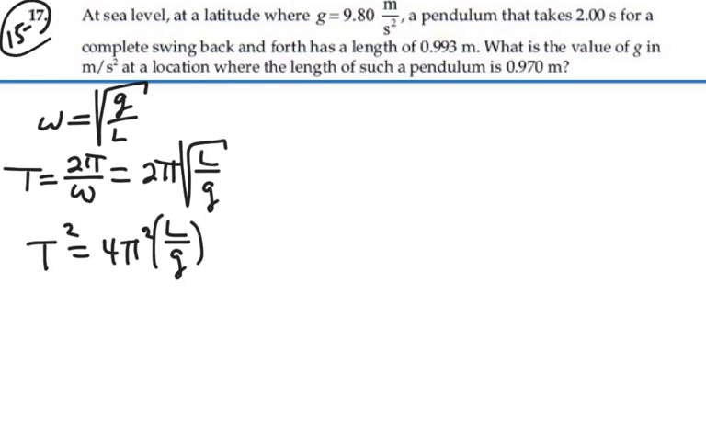And then solve for g. I'm going to bring g over to the left and bring the T squared over to the right. So I have g is equal to 4 pi squared L over T squared.